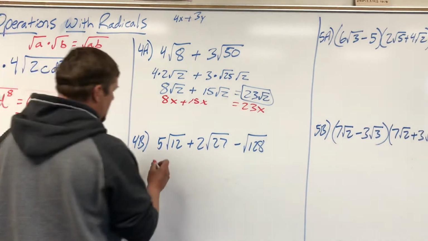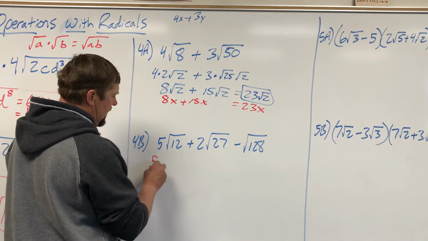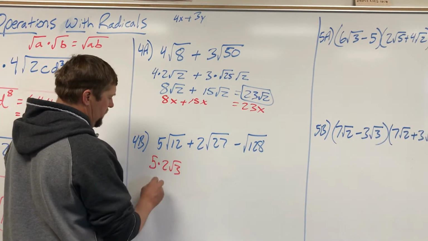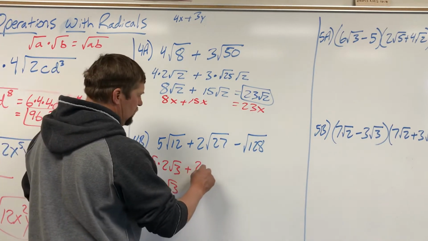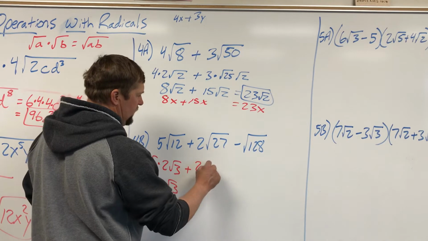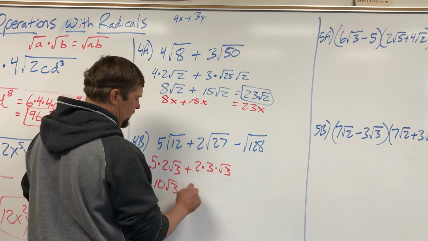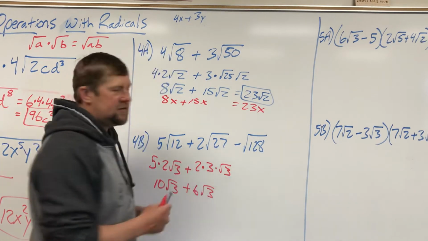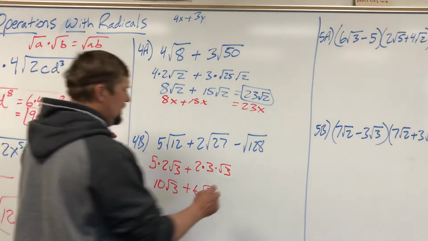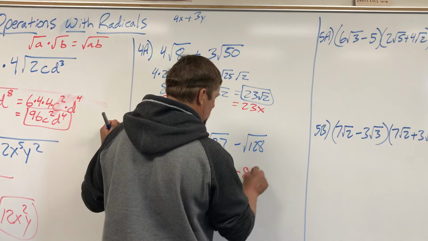Okay, this one here you've got 5 times 2 square root of 3, or 10 square root of 3. This one you have 2 times, this is the square root of 9, which is 3, times the square root of 3, or 6 square root of 3. This one, 64 goes into there twice, so it's minus 8 square root of 2.